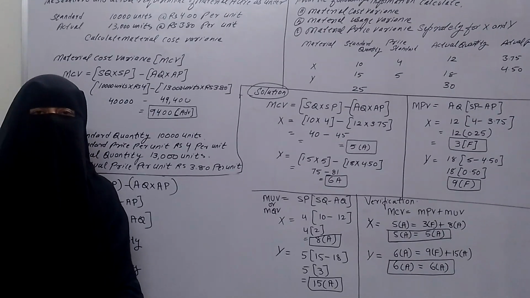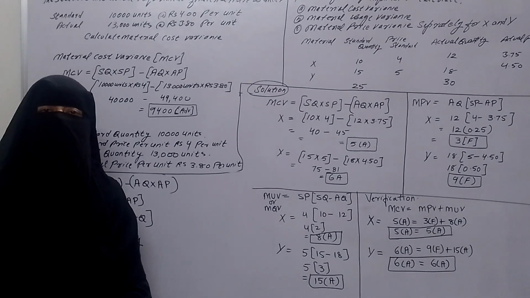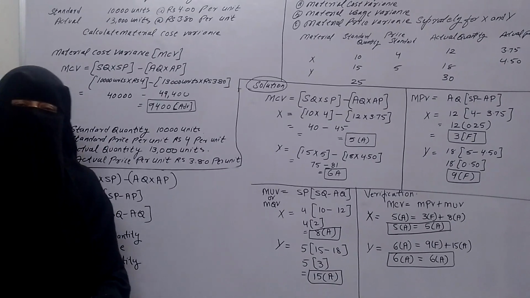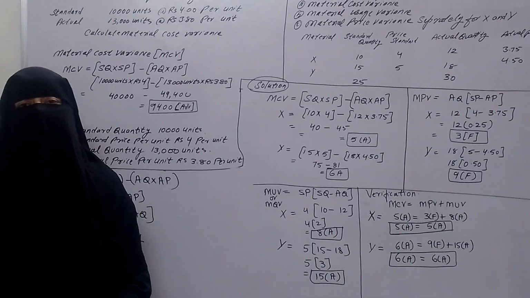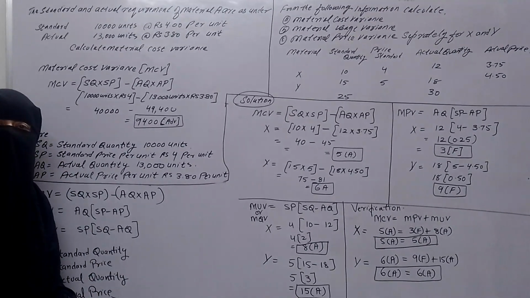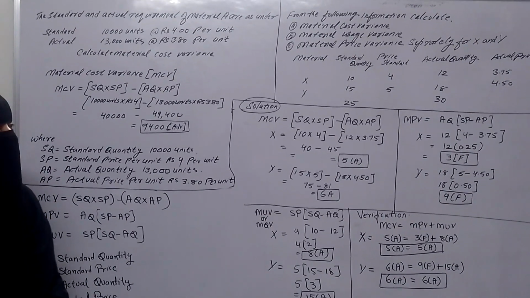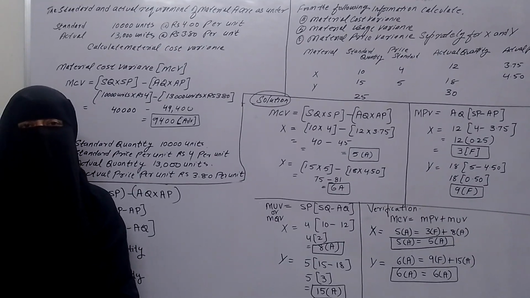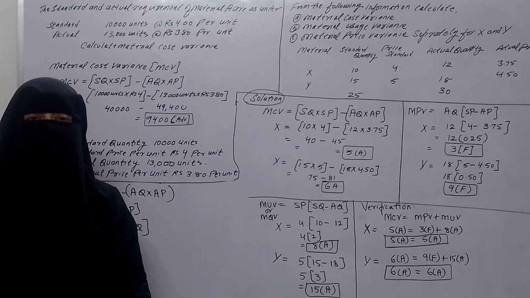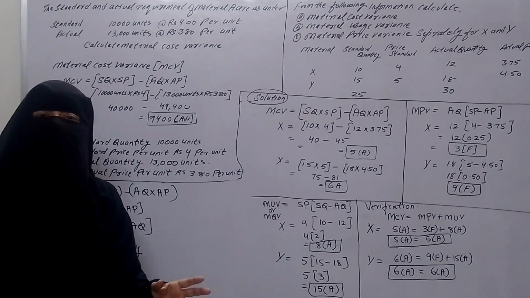Students, under unit 3 you have two chapters: budget and budgetary control, and standard costing and variance analysis. In this video I am explaining the questions from the chapter standard costing and variance analysis. These questions are very important from your examination point of view. Under standard costing and variance analysis, we have material variances, labor variances, and fixed overhead variances. Today I am explaining material variances.